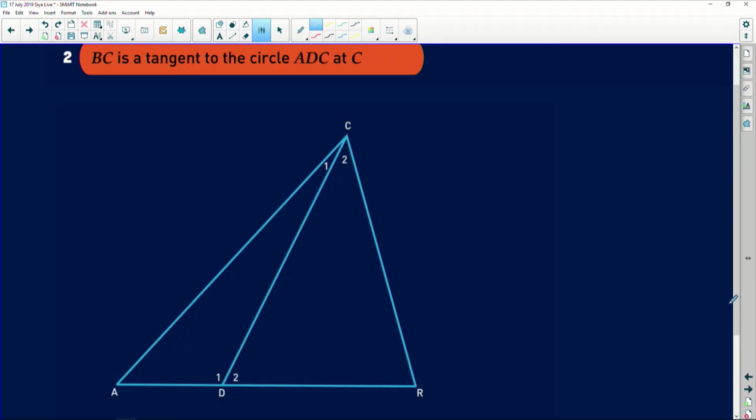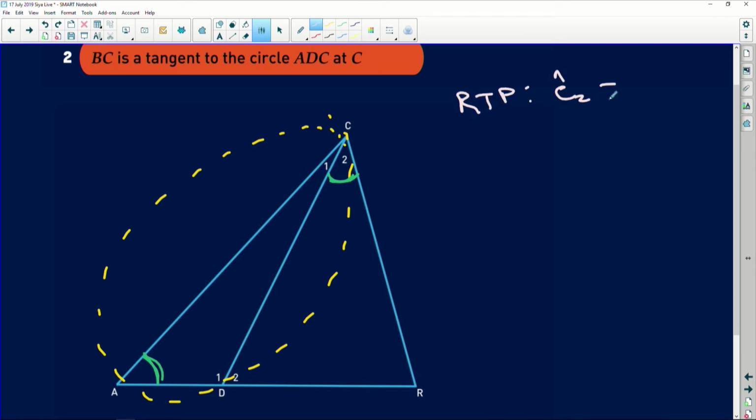So back to the question, if I want to prove that BC is a tangent, I will roughly draw a circle here. So the circle will look something like this. It's a rough diagram, please. I know it doesn't look like a circle, but hey, we're still talking about a circle. Roughly my circle will be like that. So remember, if I have that, it means that I must prove that this angle here is equal to that angle there, because it will then represent what we call the tangent-chord theorem. The angle between the tangent and the chord is equal to the angle in the alternate segment. So that's what I'm trying to do. So here I will say my RTP will be C2 is equal to A.